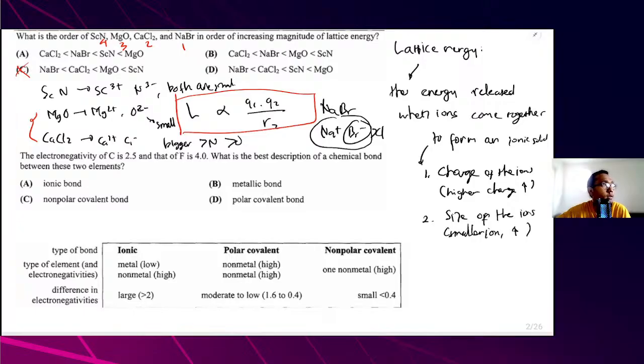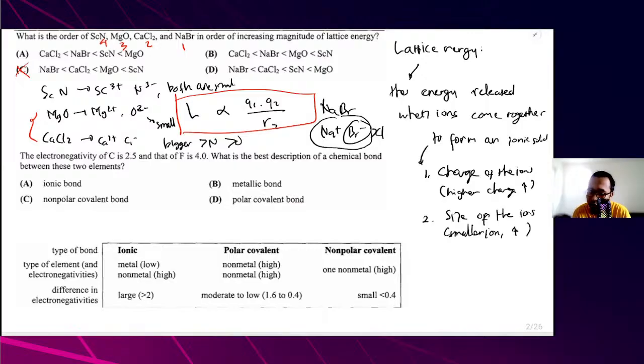Just remember this concept: when comparing lattice energy, higher charge and smaller ions mean a bigger lattice energy, because, like I mentioned before, they cause a stronger attraction. And now we are going to number 2.